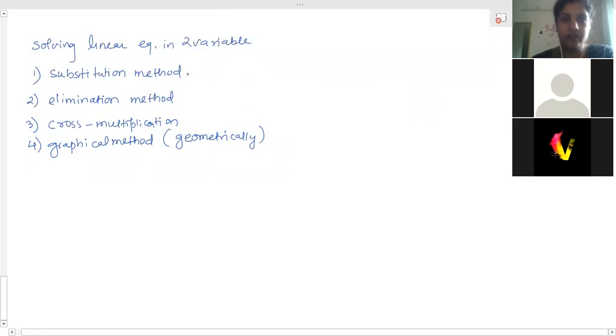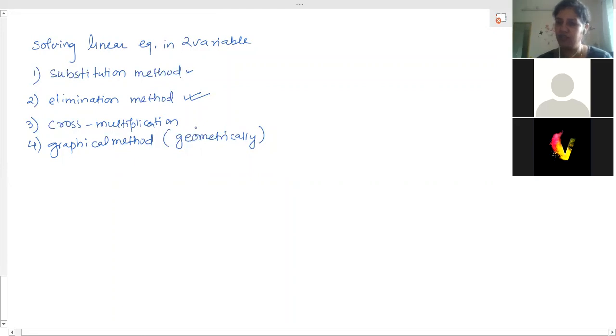Out of that, substitution most of the time we won't use. We will use mostly the elimination method. Most of the questions you have already solved. Now you are learning the method, which is called elimination. Cross multiplication is only used when asked, otherwise you are not doing it. It is a much lengthier method and it will take a very long time to solve.